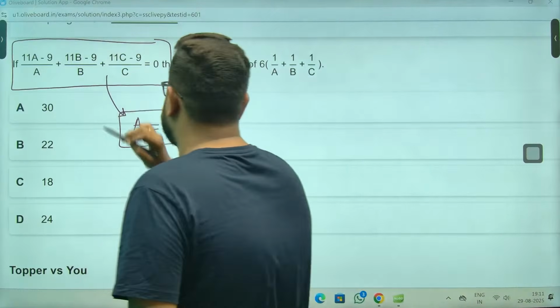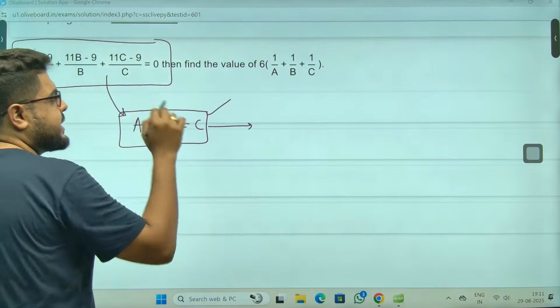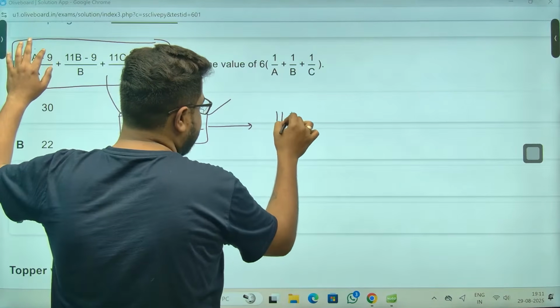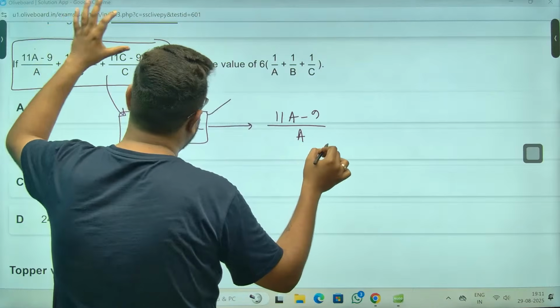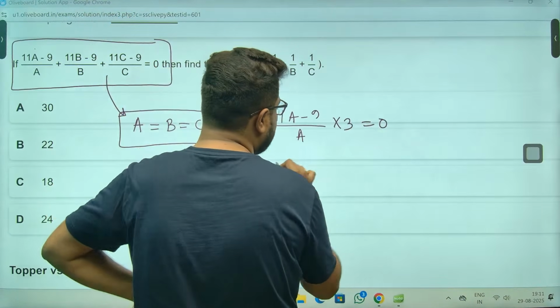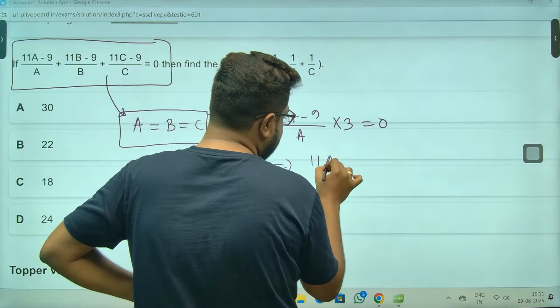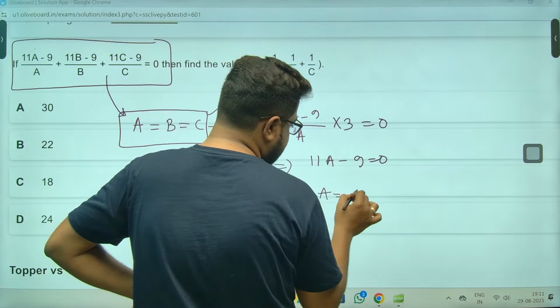So if you put this, what will happen, sir? You put A, B, C all the same. So you just put, say, 11A minus 9 by A. This is also the same, this is also the same, meaning into 3. That is 0, sir. So this is gone. So 11A minus 9 is 0. So A is 9 by 11.